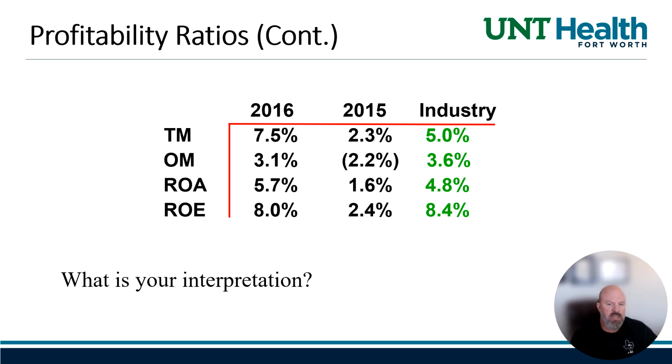To me, this looks like they're coming around. They're doing better, because if you look at their numbers in 2015, everything in 2015 went up in 2016, which is a good thing, especially on that operating margin where they were negative 2.2, okay? But if you also look at their 2016 compared to industry, they're doing pretty good there, because in the categories of total margin and ROA, they are actually above industry standard.